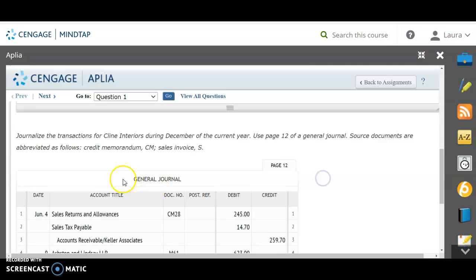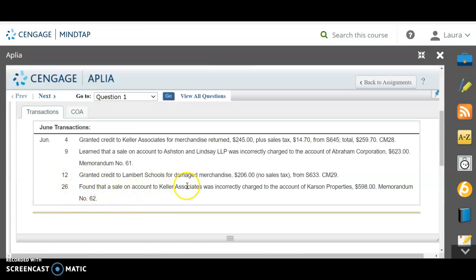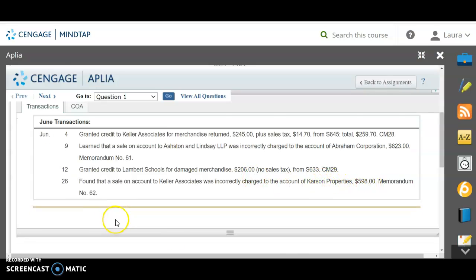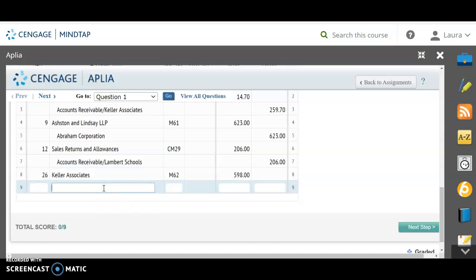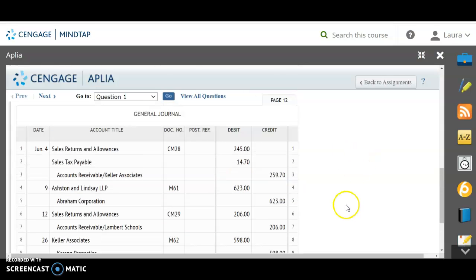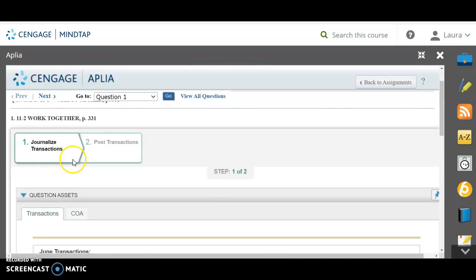All right, the last transaction is on the 26th. Found that a sale on account to Keller Associates was incorrectly charged to the account of Carson Properties for $598, memorandum number 62. Again, we're going to debit the account that should have been debited, which is Keller Associates, M62, and the amount is $598. And we're going to credit the account that should not have been charged, which was Carson Properties, and $598 there. So that's step one, to journalize.